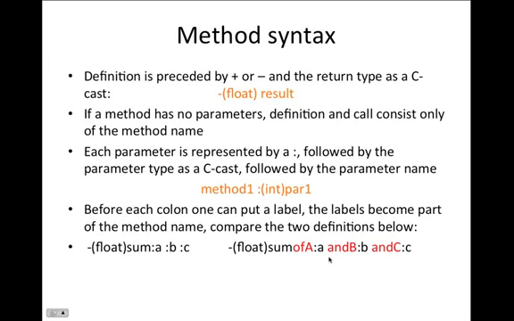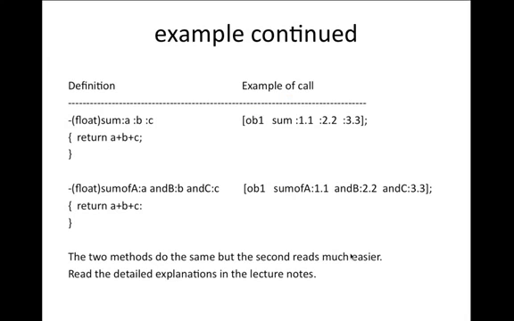Before each colon, one can put a label. The labels become part of the method name. So compare the two definitions below. We have the float sum that takes A, B, and C and creates a sum. And then we have the float sum of A, and B, and C. The red part is the label that's being referred to. If you put the label there, it's a little more self-expressive, but it's not required.